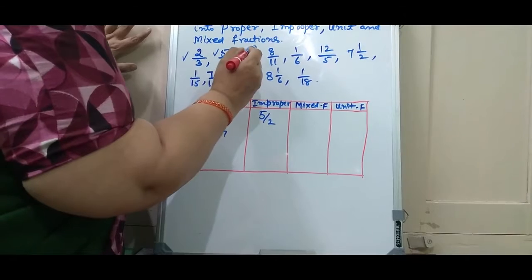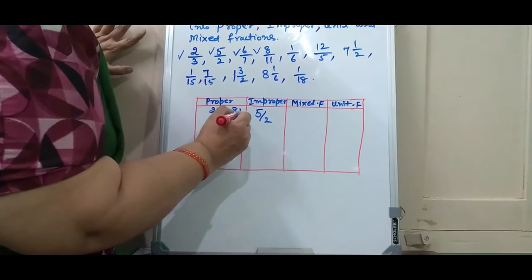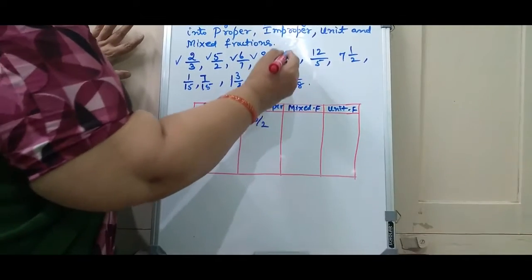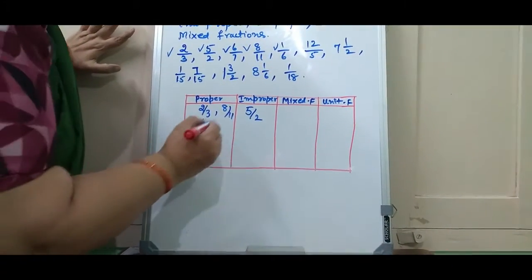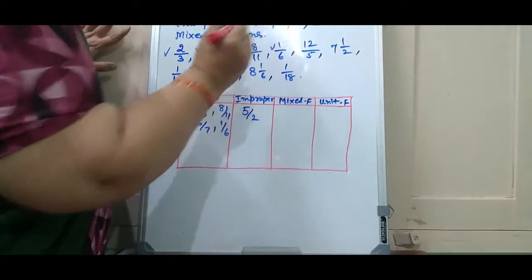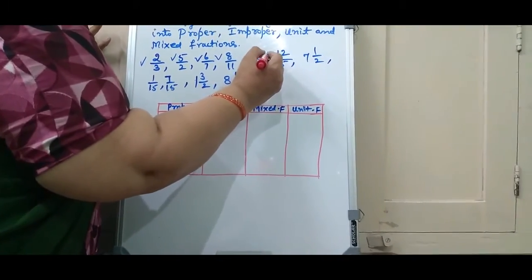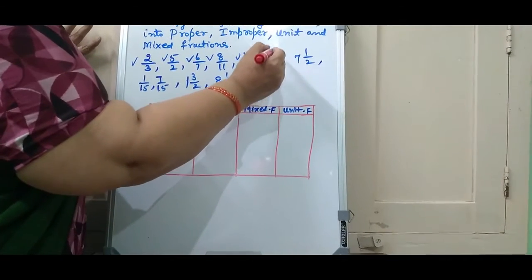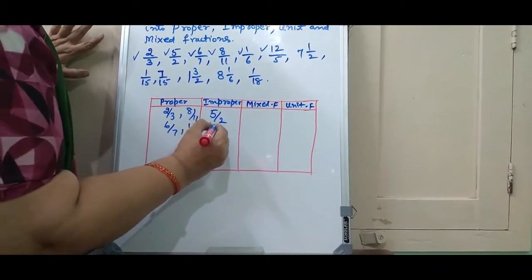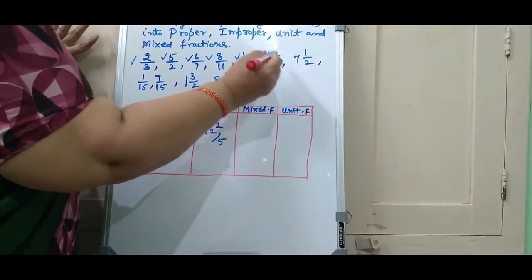Then 8 by 11. Again, it comes under the proper fraction column. Again, 1 by 6. I am putting the tick marks here. 1 by 6 is also a proper fraction, because 1 is lesser than 6, numerator lesser than the denominator. And again here you see 12 by 5. 12 by 5 comes under the improper fraction, numerator greater than the denominator.